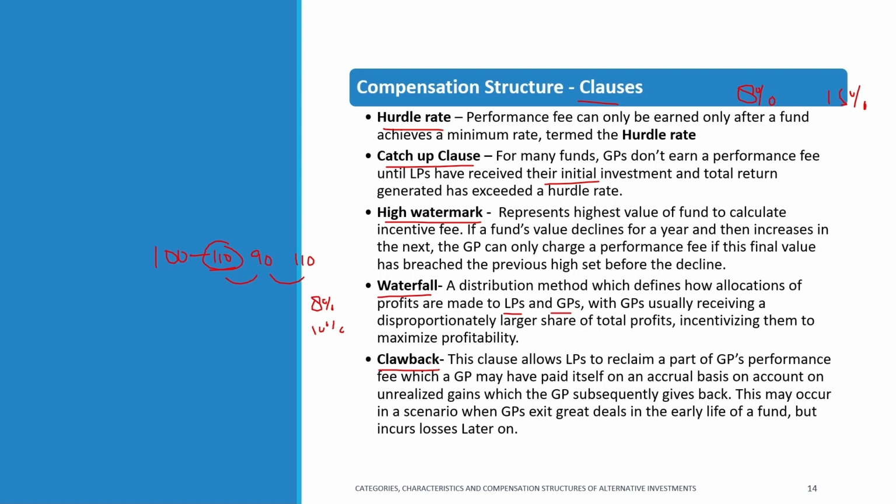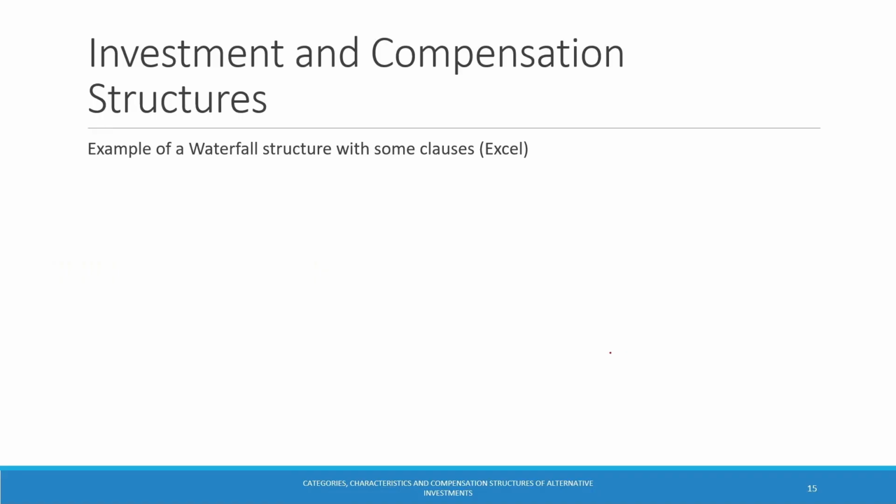A clawback clause is helpful in cases where GP is generating good returns early in the fund's life, but later on starts to lose money. So if a GP performs well early, he'll generate a lot of performance fee, but let's say the fund goes negative later on, the LP can reclaim the performance fee that has been taken by the GP. And then we'll go over an example of the waterfall structure and with some clauses in Excel.